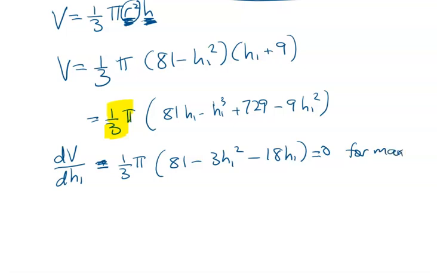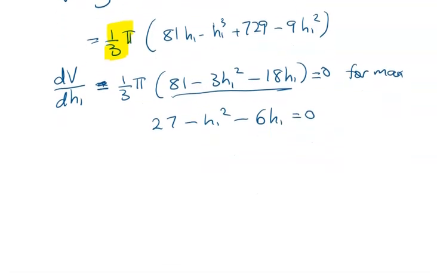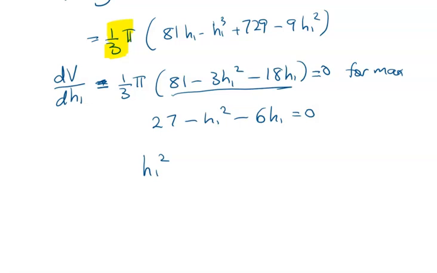So it doesn't really get much easier than this for a level 3 excellence question if you've done it using this method. What have I got now? Well, this has to equal 0. Dividing through by 3 gives me 27 minus h1 squared minus 6h1 is equal to 0. h1 squared plus 6h1 minus 27 equals 0. And we get a really easy quadratic for h1.